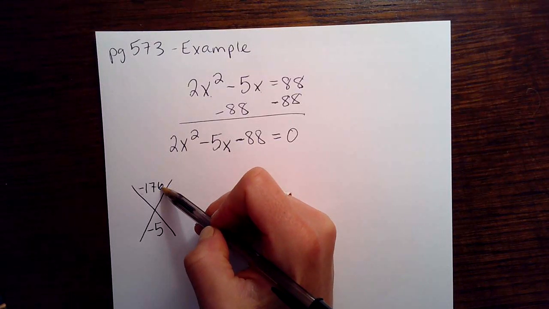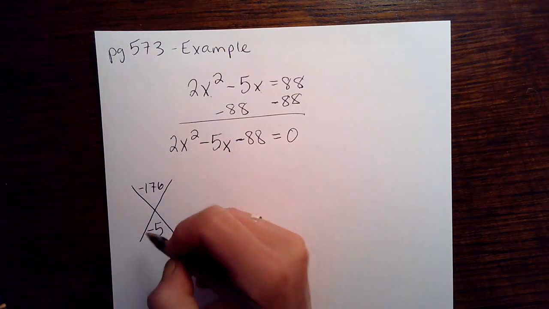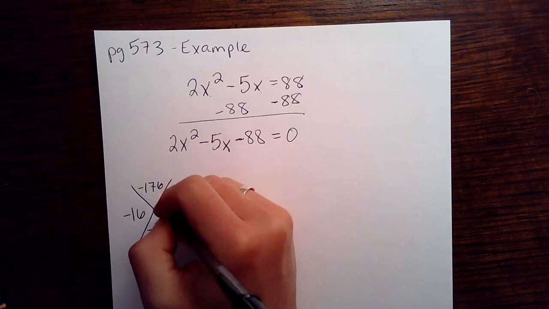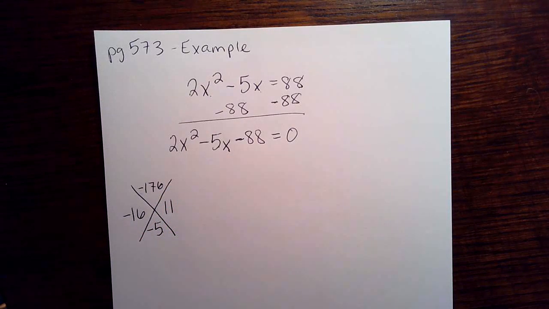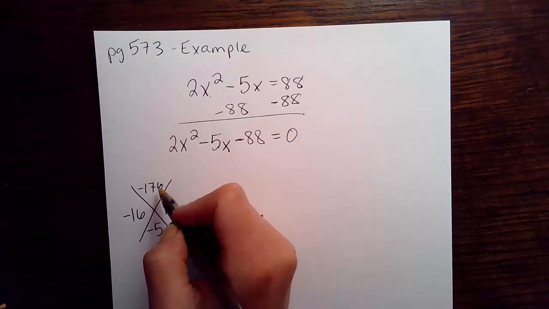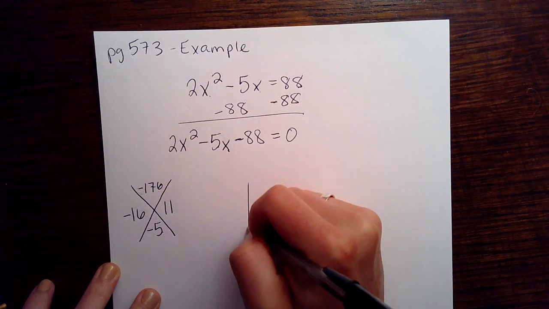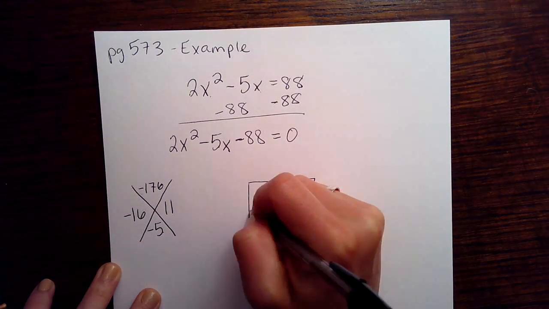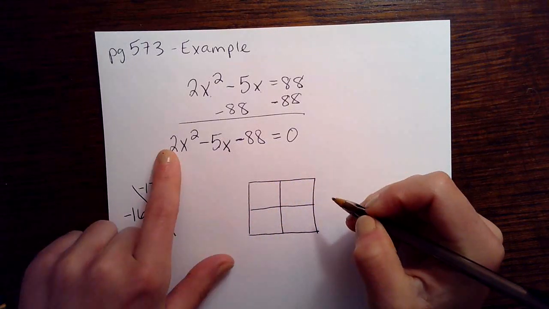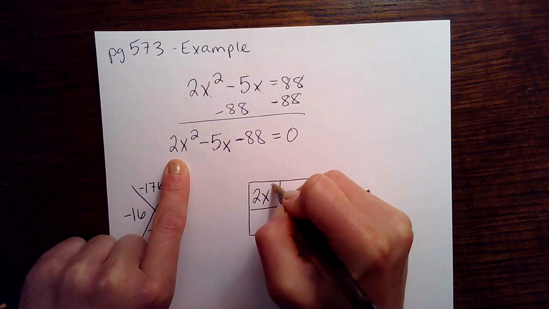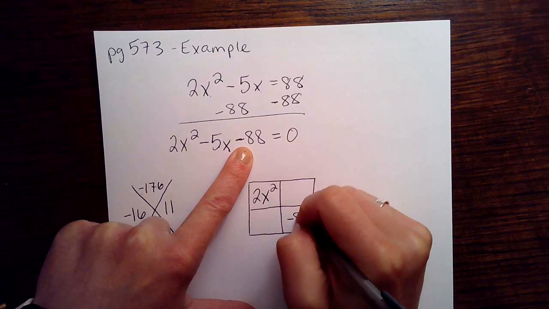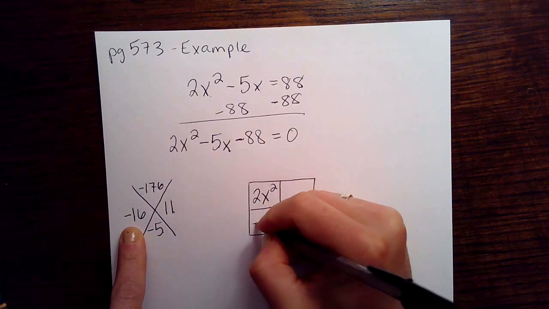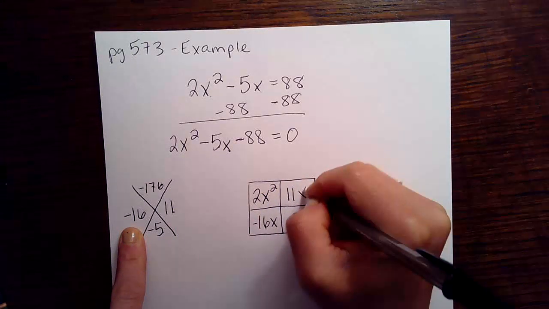We see that 16 and 11, for that to have a sum of negative 5, we would need the numbers negative 16 and positive 11. You may have to list some factors of 176. At this point, we then use the box, and we put all of our different pieces from that equation in our box. I have 2x squared that goes in the top left corner. Negative 88 goes in the bottom right corner. And then I've split this into negative 16x and 11x.